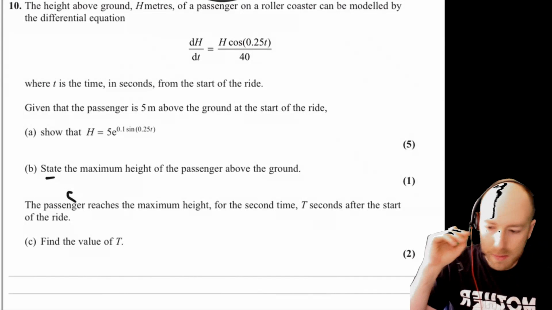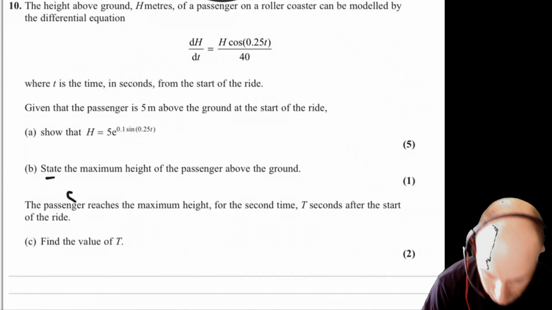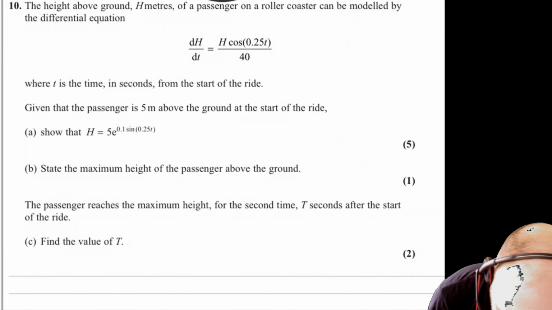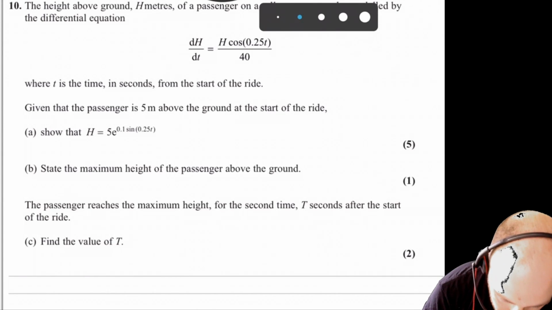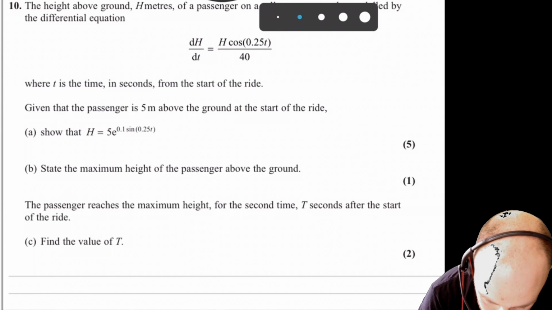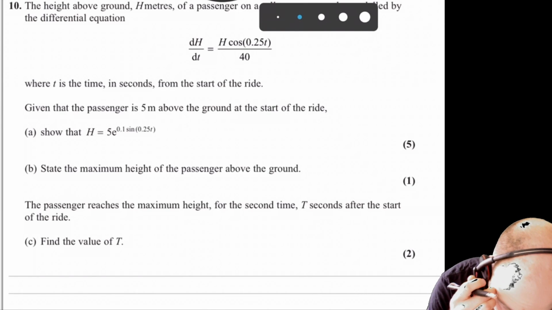Yeah, that looks good to me, guys. Let's give it a go then. So, show h must be this. We need to do separation of variables. So I'm going to get all the t's on one side, all the h's on the other side.